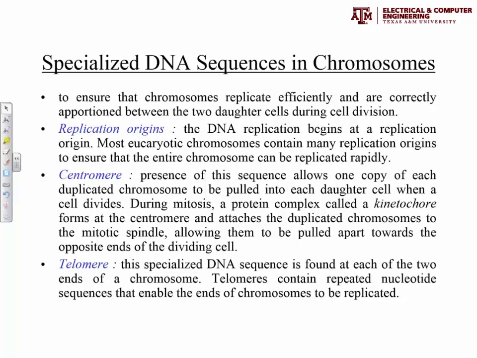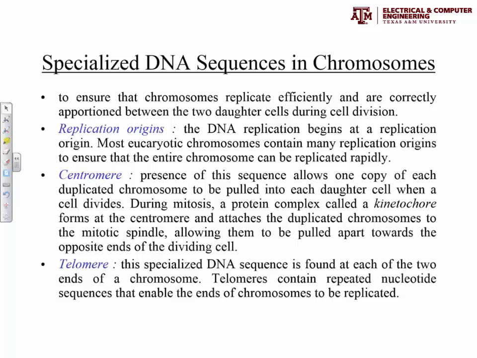Then there is also another specialized region which is at the center of the chromosome. It's called a centromere. The presence of this sequence will allow one copy of each duplicated chromosome to be pulled into each daughter cell when a cell divides. So when the cell divides, the chromosomes will replicate, but they're still attached in the middle. Then something has to come and bind on one side, pick up one of the daughter chromosomes. On the other side, the other one will bind, and then they'll pull them apart. We will talk about the details of how that happens. But that specialized region where something can come and bind in order to separate out the two daughter chromosomes is called a centromere.